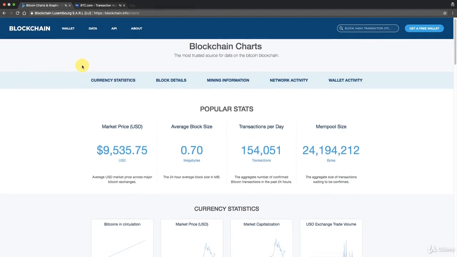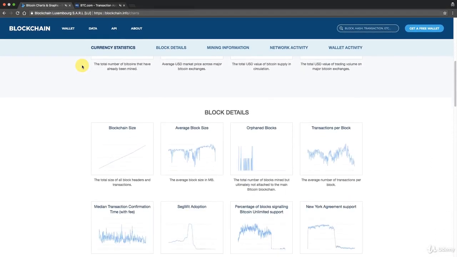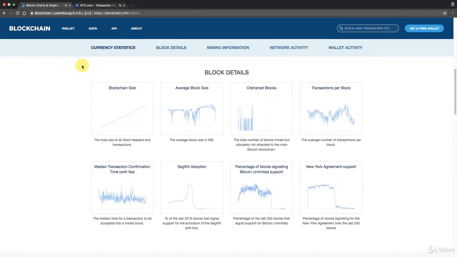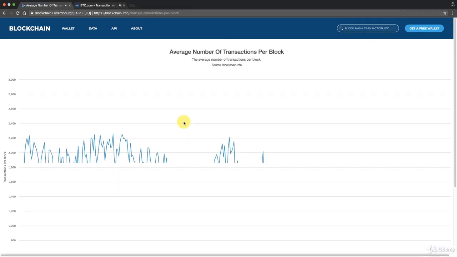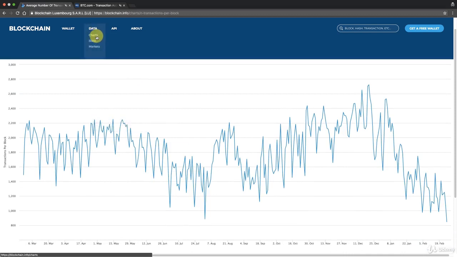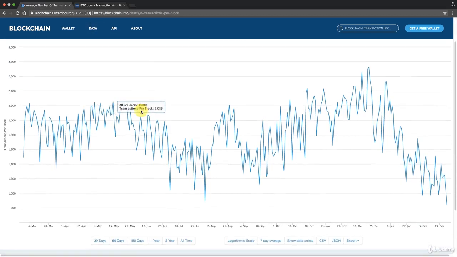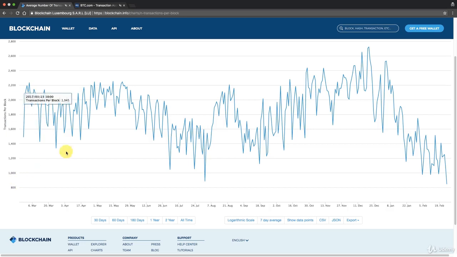So this is blockchain.com again. And what did I want to look at? All right, so let's look at transactions per block. Interesting chart here. Again, if you go to data and you go to charts, transactions per block, this is for the past year.